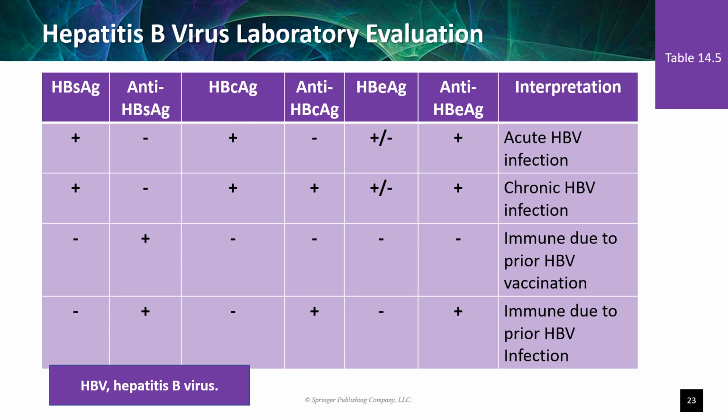HBsAg is the first hepatitis B protein marker detected after hepatitis B infection and is detectable at the start of the clinical symptoms. The development of the antibody indicates immunity to HBV and clearance of the virus. HBV, or hepatitis B virus, can be prevented through vaccination. Once a patient develops chronic infection, it is likely that treatment will be lifelong.